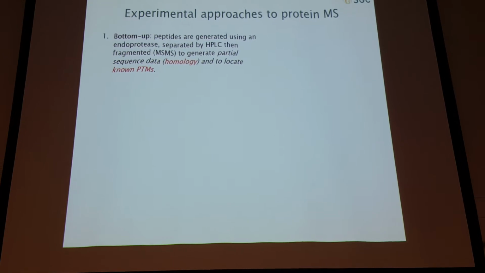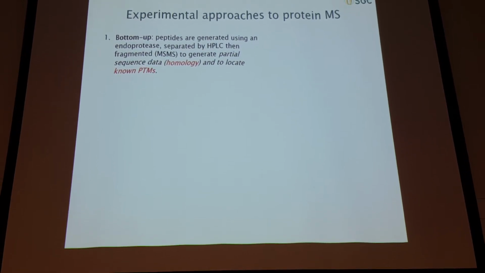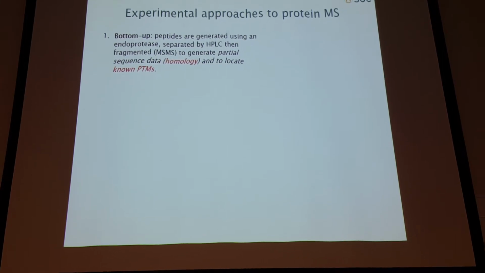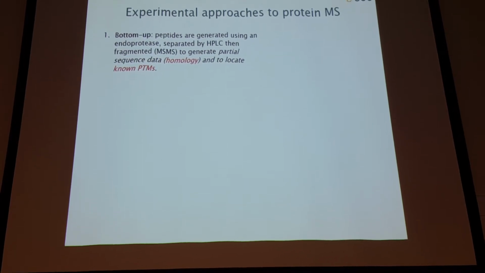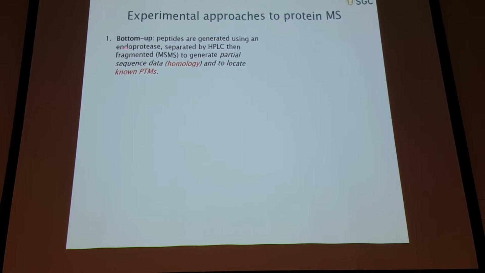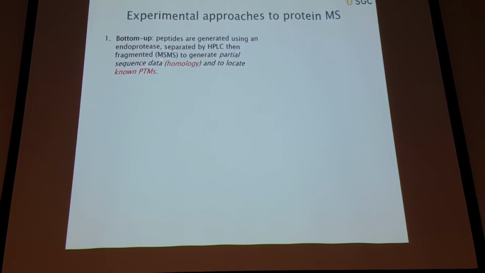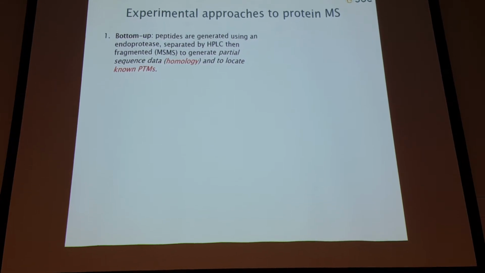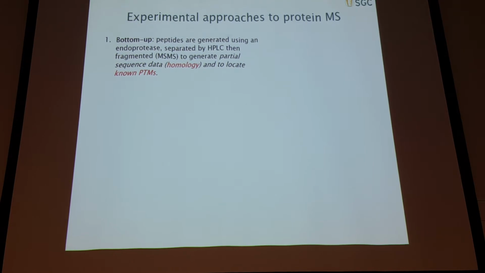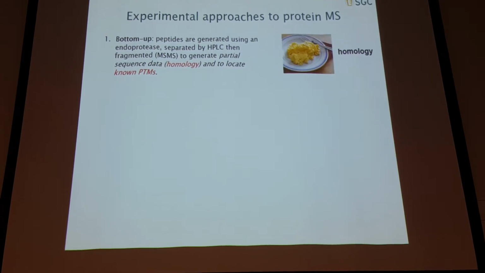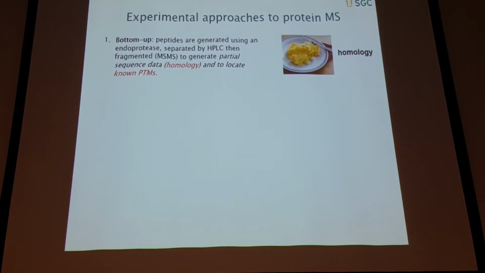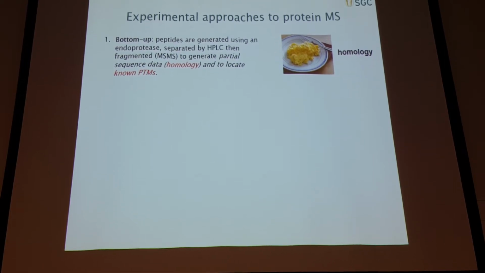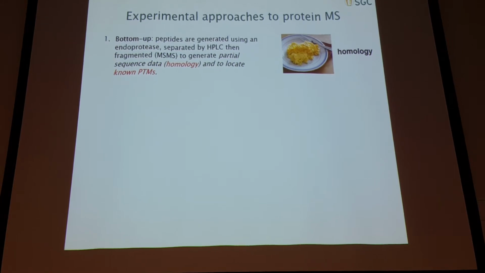Okay, so there are essentially three experimental approaches to protein mass spectrometry. The first one you're probably familiar with. This is a bottom-up approach, an MS/MS approach. In this approach, we generate partial sequence data. We're able to identify proteins by homology, and we can identify known post-translational modifications. The analogy I would give is that we identify by homology. We know this is egg because it is like egg.